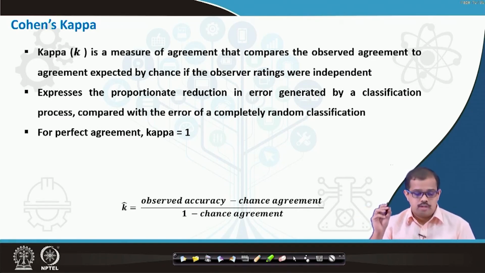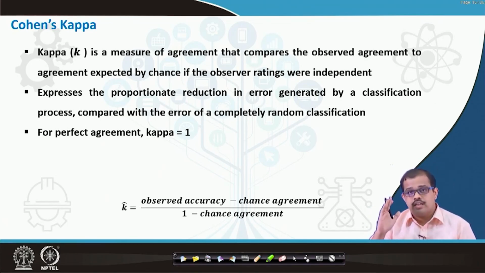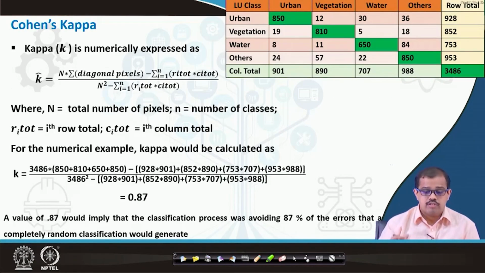So it goes pixel-wise. The value lies between 0 and 1. If it is 1, it is perfect agreement. If it is 0, it means that there is absolutely no agreement between the pixels. Let me take an example for this also, so that you will understand it in a better way.